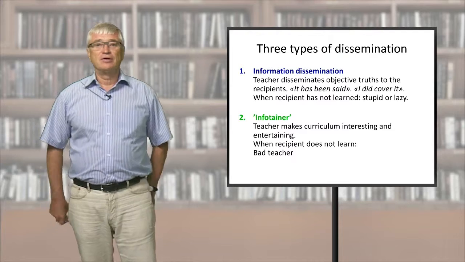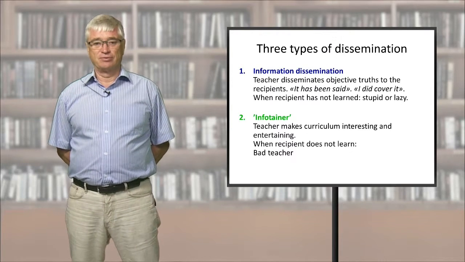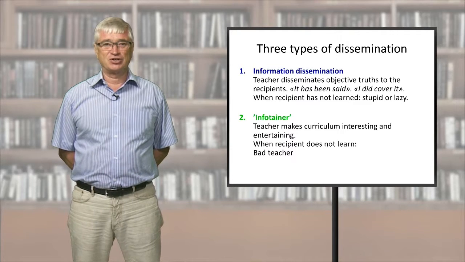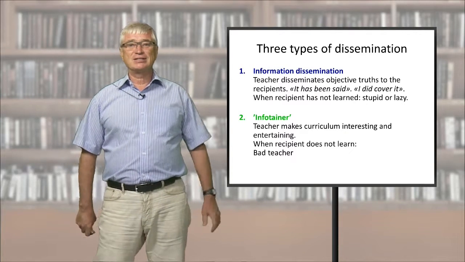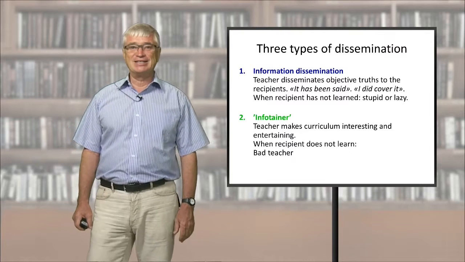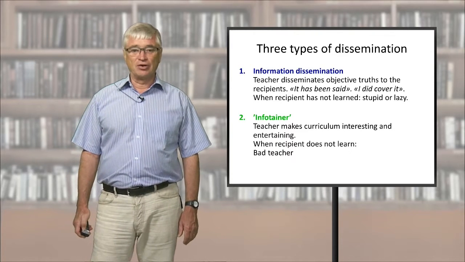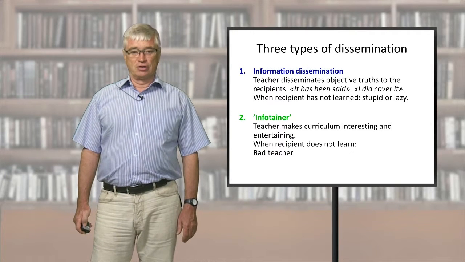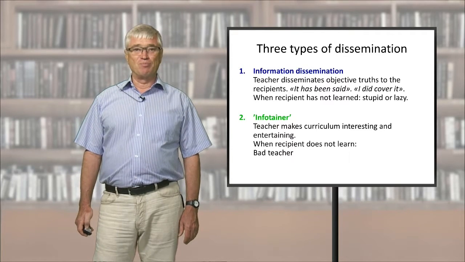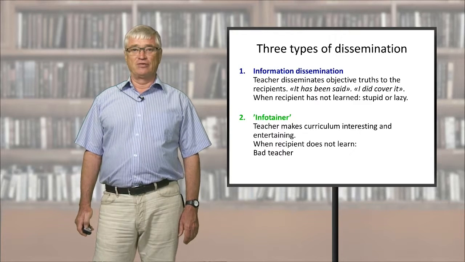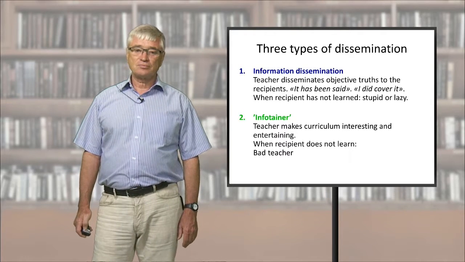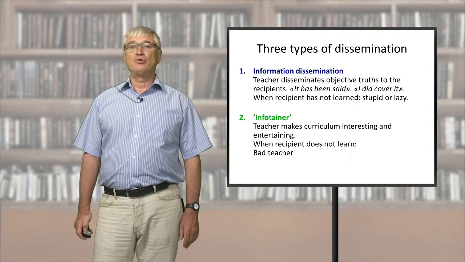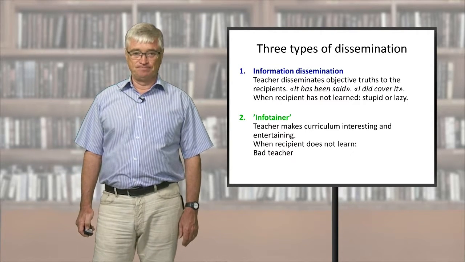Then you have the second type, more modern, the infotainer, the infotain teacher. The teacher makes curriculum interesting and entertaining. And if or when the recipient does not learn, it's the bad teacher. You can always blame the teacher if you don't learn. But both these versions are focused on the teacher.